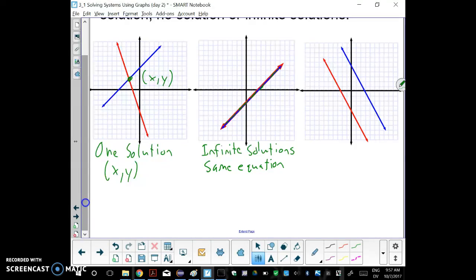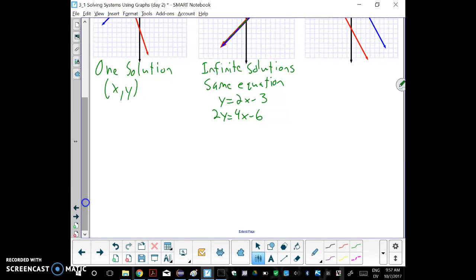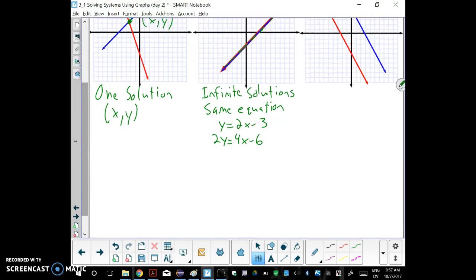So just as a quick example here, say our system was y equals 2x minus 3 and 2y equals 4x minus 6. Then if we just took the second one and divided everything by 2, we could say, oh, hey, these are actually the same equation, right? Once we divide the second one by 2, you can see that these are actually the same equation. And then we don't even really need to graph it at this point. We could just say, well, since they're the same equation, it's going to be infinite solutions.